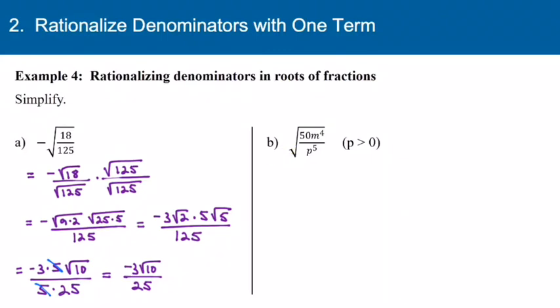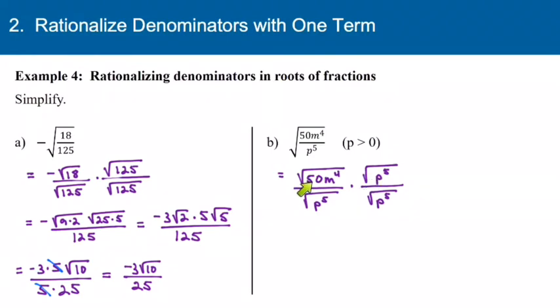Okay, in part B, again, we have this quantity under the radical, and we could do a little simplifying right now, but what I'm going to do is actually just split it up and do my rationalizing first and then my simplifying. There's, again, no reason for that choice except that it's just a personal choice. Okay, so I've written square root of 50m to the 4th in the top, and I have square root of p to the 5th in the denominator, and I'm going to rationalize this by multiplying top and bottom by that bottom radical.